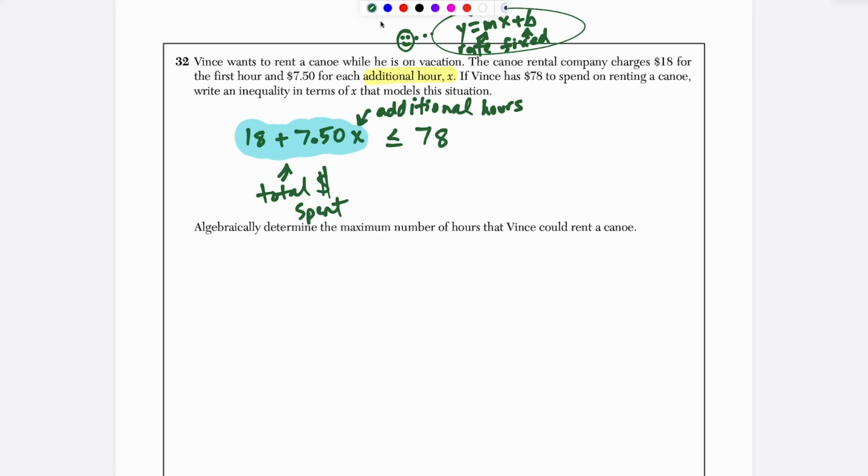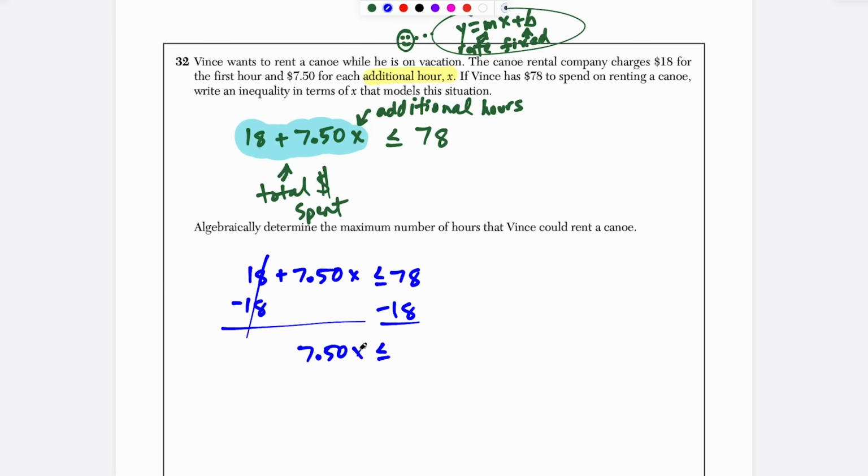So we have to algebraically now determine the maximum number of hours that Vince could spend on a canoe. So we have 18 plus 7.50x is less than or equal to 78, and we just solve. So minus 18 on both sides. And this is going to give us 7.50x is less than or equal to 60. And now we just divide both sides by 7.50. And for this one, we could just type this into a calculator, so I'll leave that as an exercise. But 60 divided by 7.50 is going to give us 8.